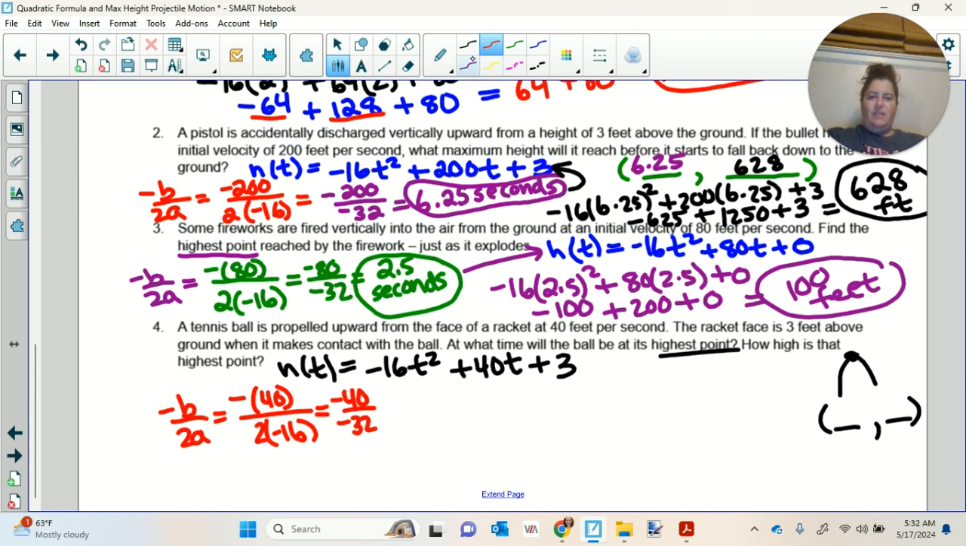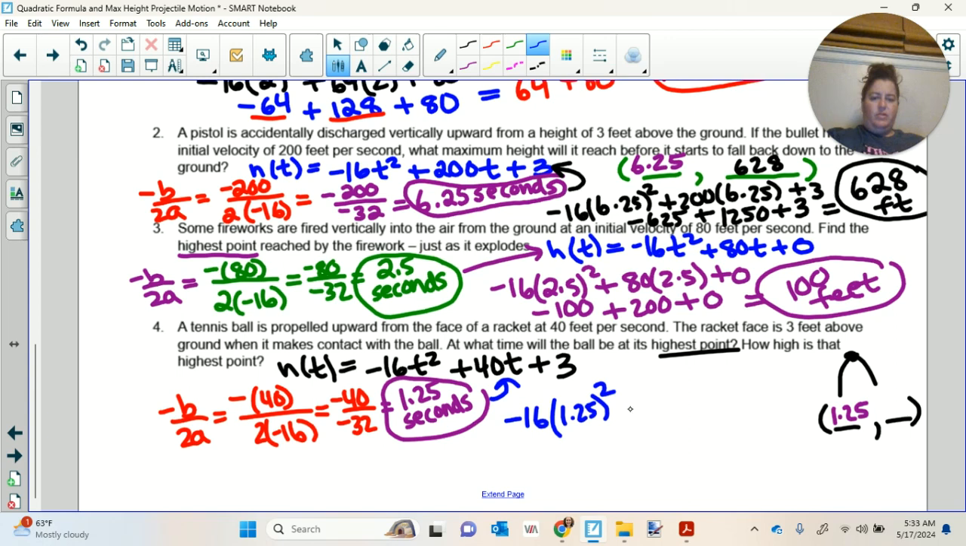Notice that negative 32 being a recurring theme because the gravity on Earth doesn't change. If it does, it's going to have catastrophic consequences. But that is 1.25. So again, 1.25 seconds for us to hit that highest point. So that's the x value of our vertex, or again, in this case, the t value, the time. We're going to plug that into that function, that equation, to see how high it goes in that time that it's going upward.